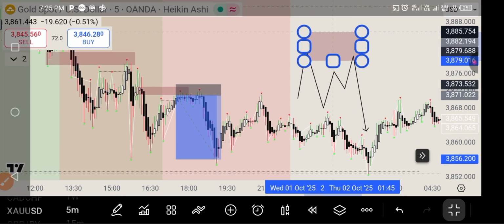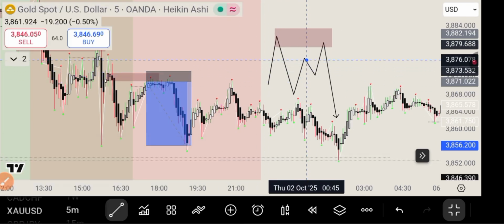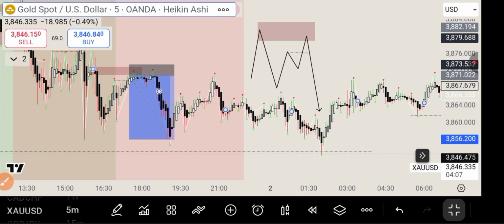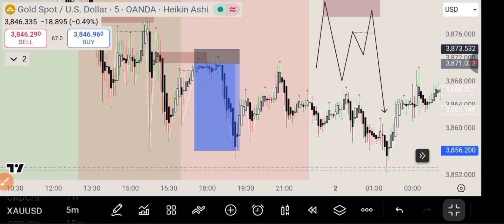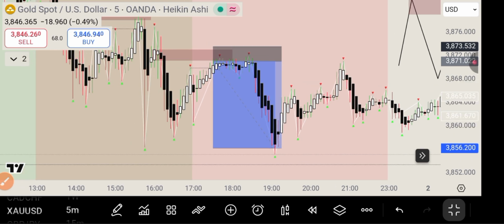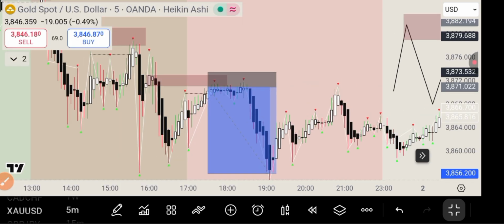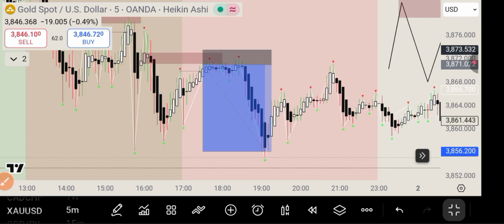So that's exactly what I did. Price came back, engineer liquidity, grab that liquidity, then start selling. So that was how I sold gold at this level. As you can see, we had a break of structure right here. Break of structure, order block, price retraced, gave me engineered liquidity, then I sold gold immediately.